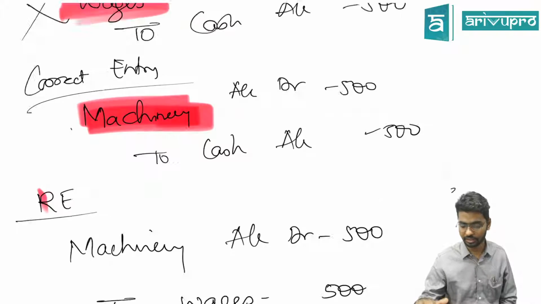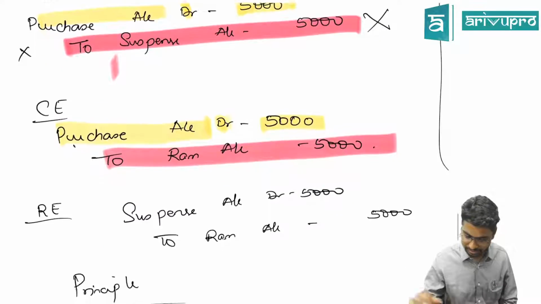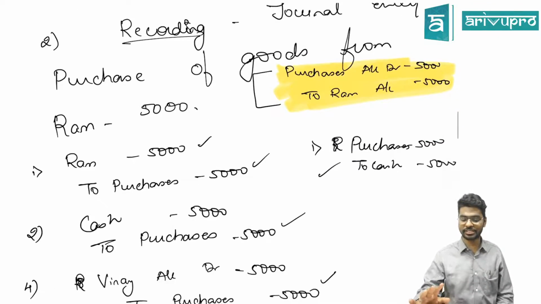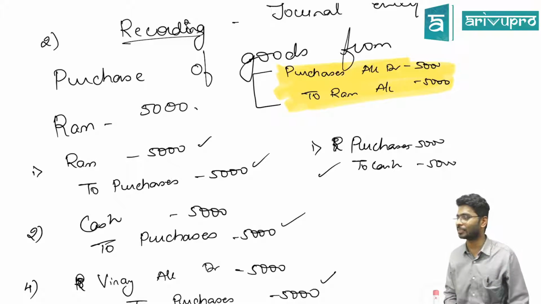No problem. So I want you guys in this, whatever problems you gave me. Where were we? Here. Tell me which of these is a principal error?